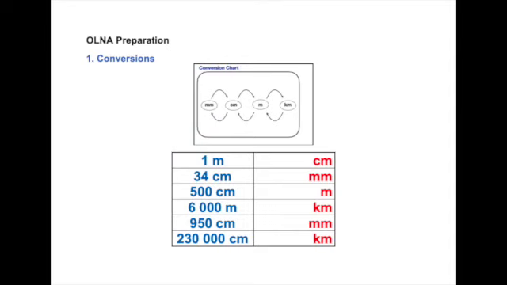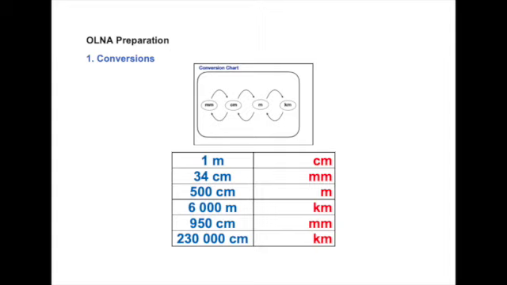One of the tasks that often comes up in OLNA assessments is the ability to multiply by powers of 10, such as 10, 100, 1000, and also being able to convert between units. In this case, we're converting between units of length, such as kilometres, metres, centimetres, and millimetres.